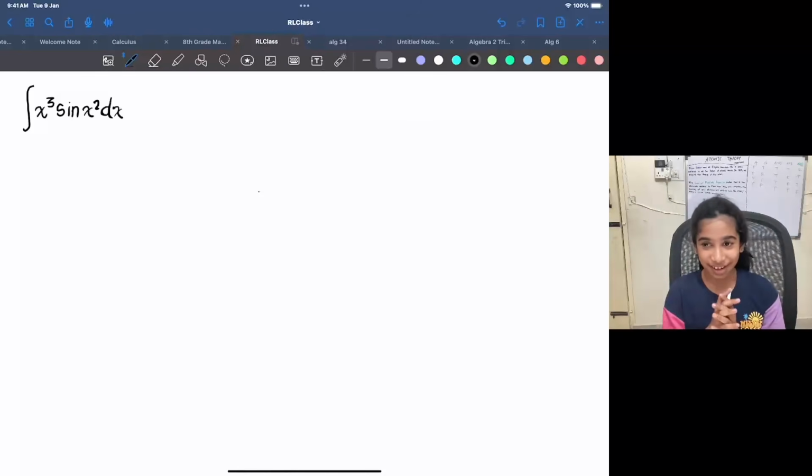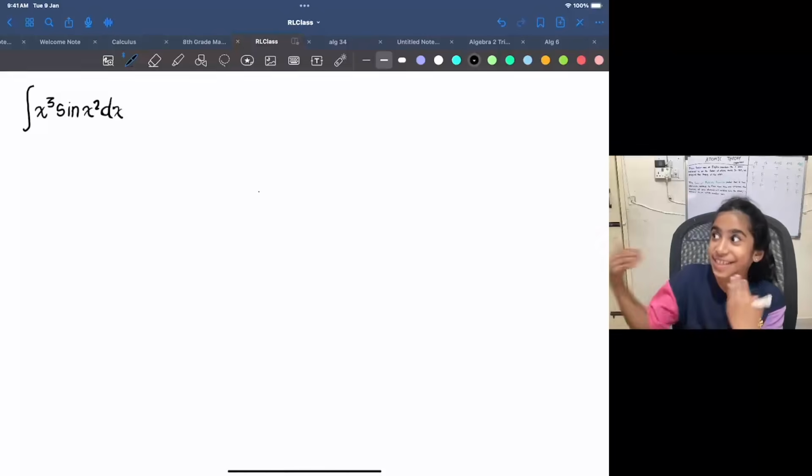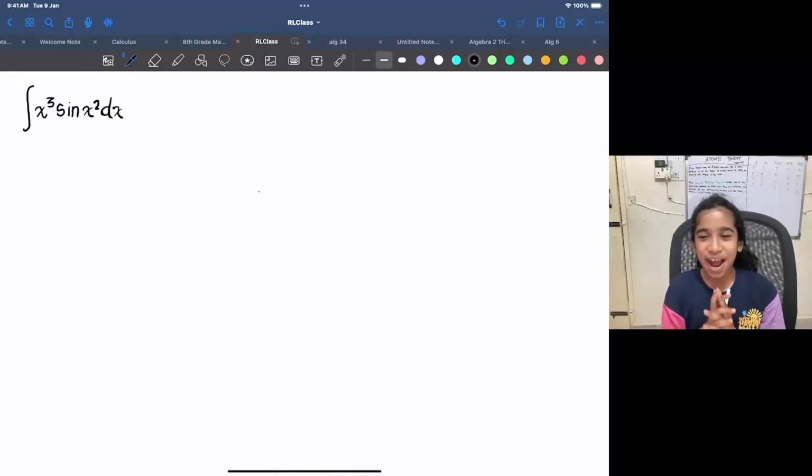So let's get started. At a glance, this integral problem looks a bit messy because of the x squared term inside the sine function. So I have a plan. It's called a double threat. First substitution, next integration by parts.